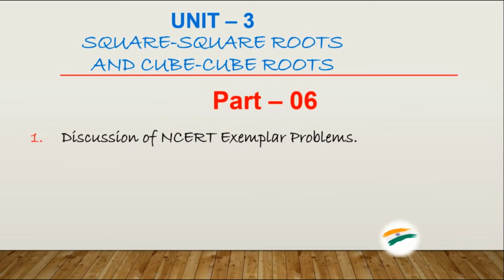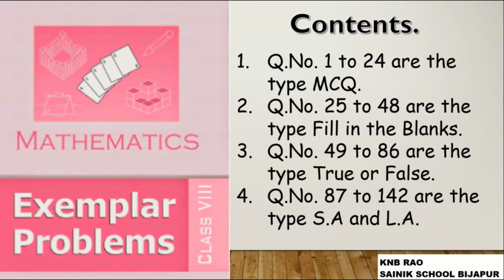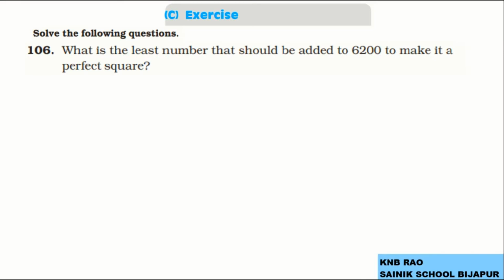Students, this is part 6 of the NCERT exemplar problems, unit number 3 on the chapters squares and square roots and cubes and cube roots. In this part 6, we will be starting from question number 106, as we have covered MCQ type questions, fill in the blank type questions, true or false type questions, and some of the short answer type questions up to question number 105 in our previous sessions. So let us start from question number 106.